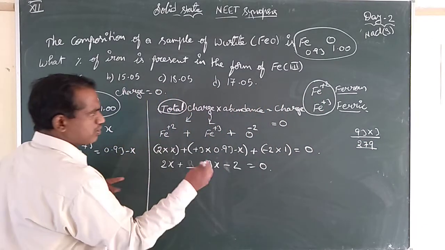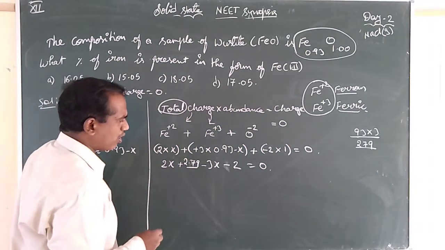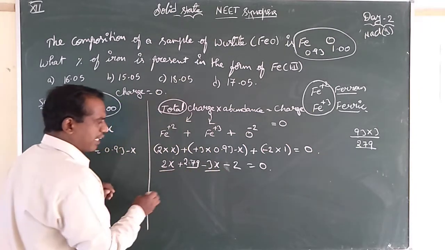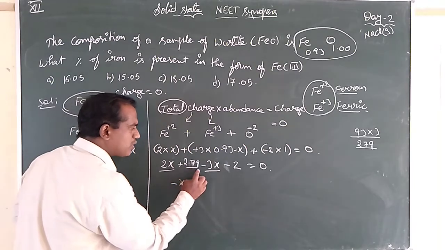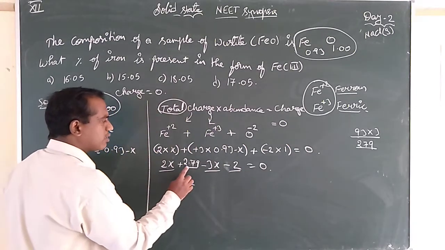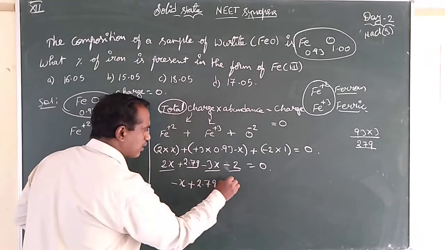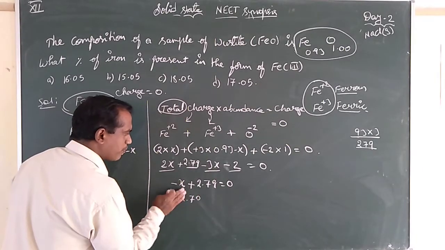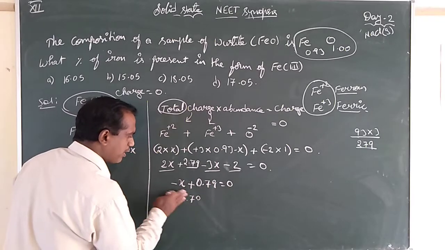2.79. I am taking as 0.93. So it's 2.79 we got. So what we want, it is 2x and minus 3x is there. So I would like to say minus x here, plus 2.79, 3 is there, minus 2 is there. So 2x plus 2.79 is equal to 0, or x is equal to 0.79.